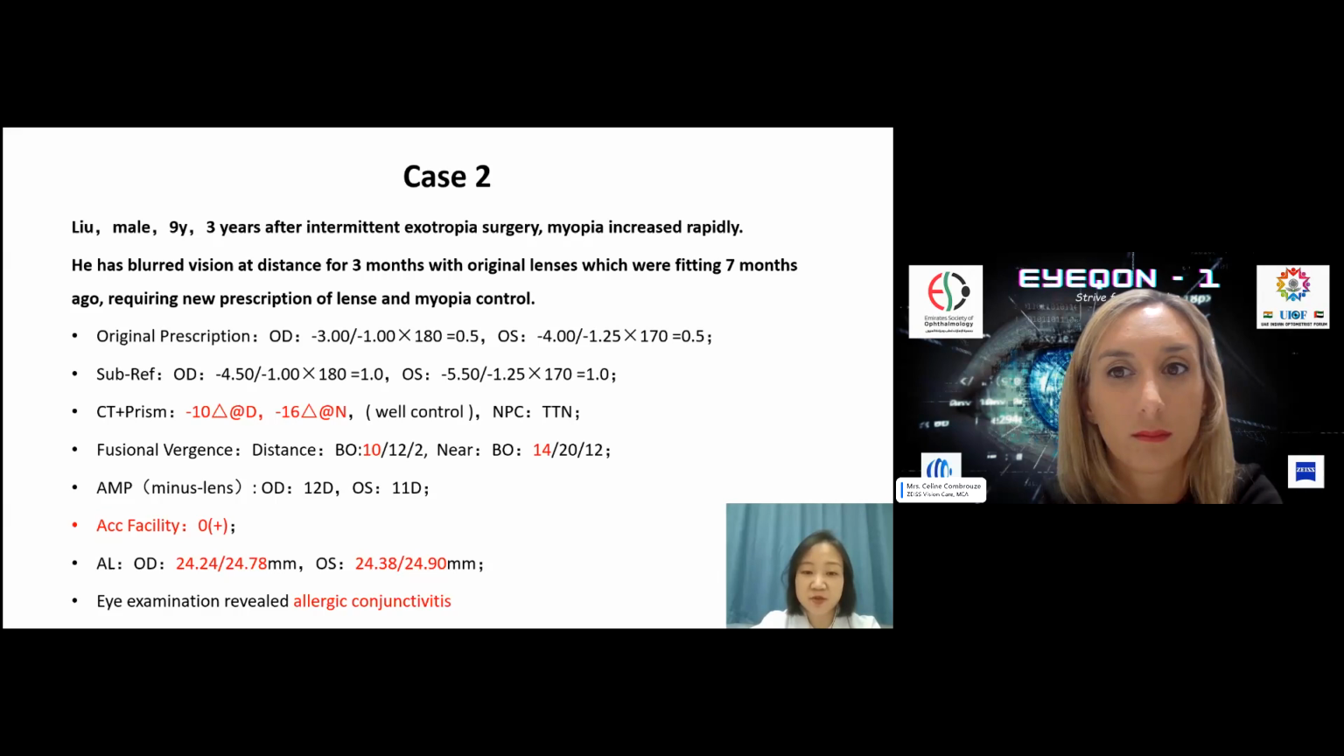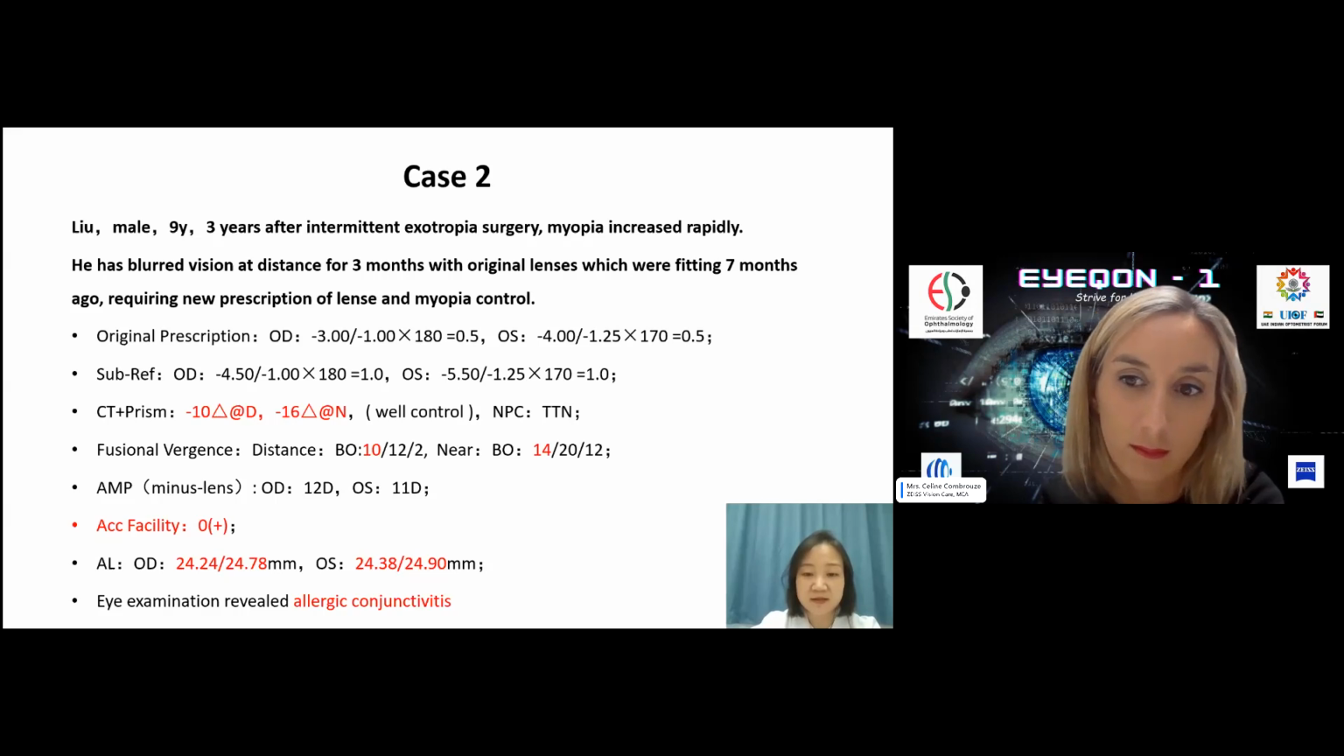The original prescription indicated moderate myopia with astigmatism. Subjective refraction revealed an increase of 1.5 diopters in myopia for both eyes. Cover test with prism showed intermittent exotropia of 10 prism diopters at distance and 16 prism diopters at near, indicating he had residual exotropia after intermittent exotropia surgery. However, his fusional control ability was good, and the near point of convergence was normal.